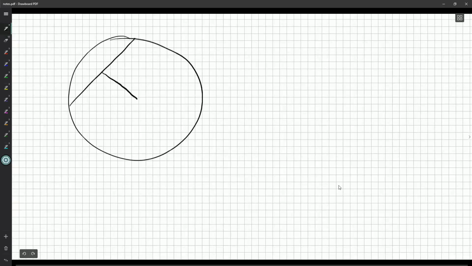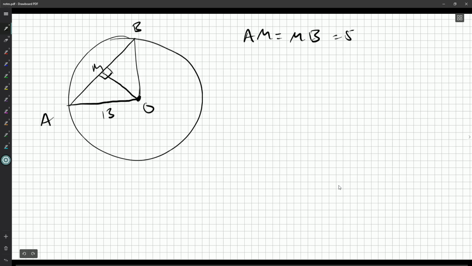OM, and we're told M here is the midpoint. But what did we just learn? If M is the midpoint, then this must be a right angle. Okay, because O is the center. So we've got 13 here. So what we can say is AM is equal to MB. They're both 5. Why are they 5? Well, they're half of the total AB, which we are told is 10.